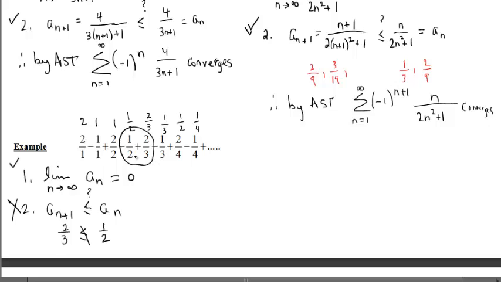But at this point, we were just using this example to see when the AST test would fail, and it is in this one right here. We're not going to do any further study with this series, however. Okay, so one more video to look at the alternating series remainder.